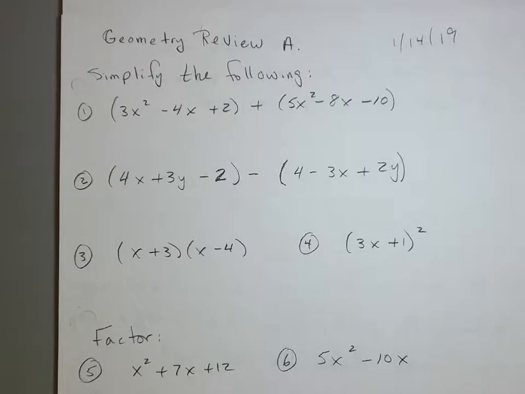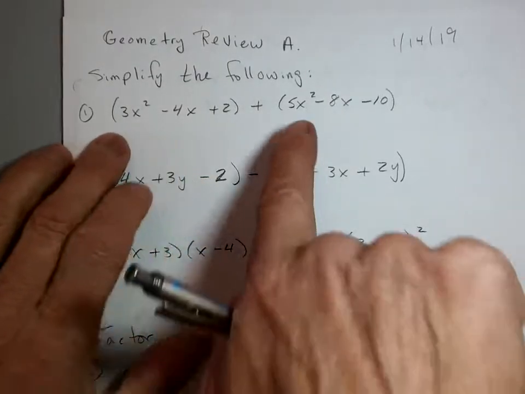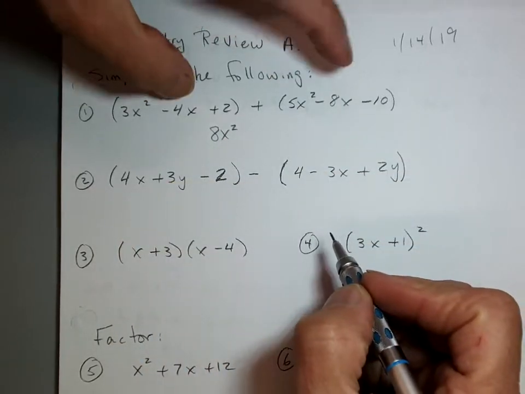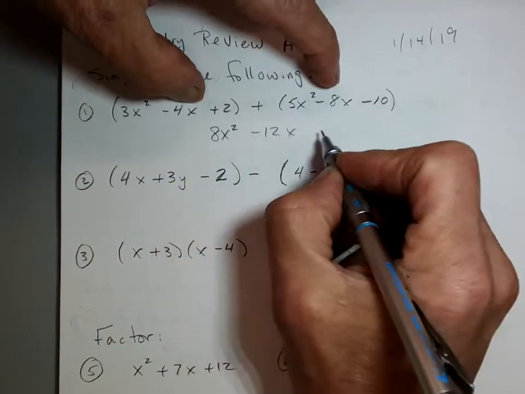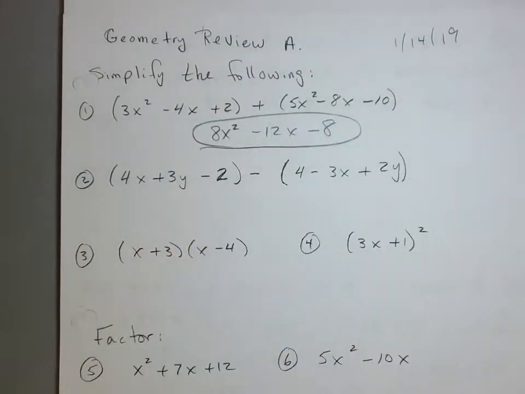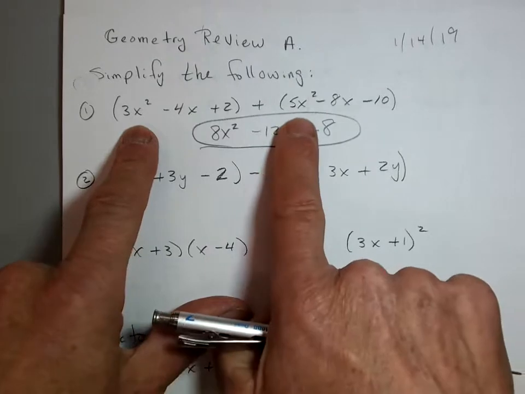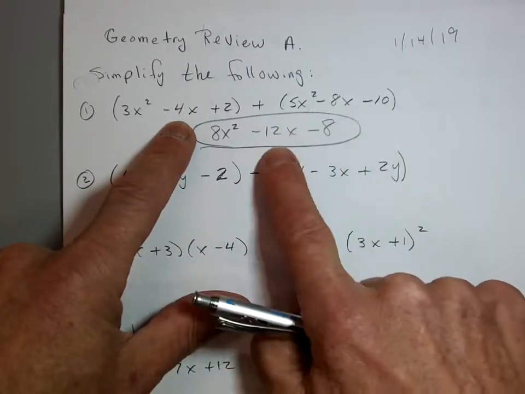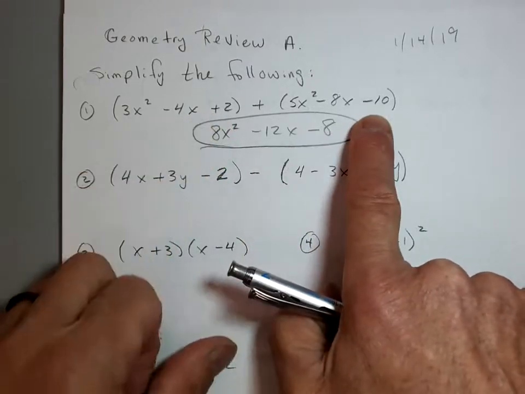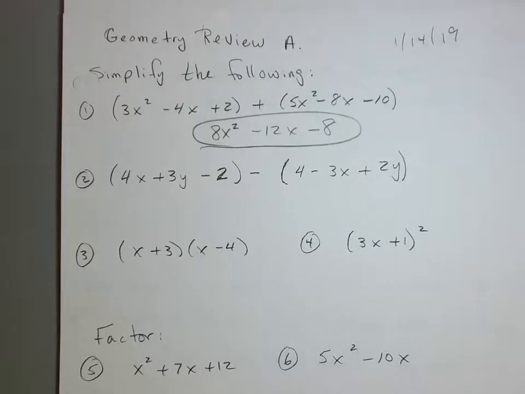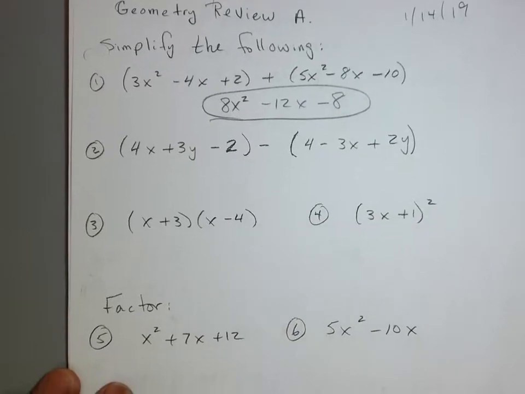Okay, Lana, you ready? Number 1: 8x squared minus 12x minus 8. Done. Just add the terms that are like: 3x squared plus 5x squared is 8x squared, minus 4x minus 8x is negative 12x, positive 2 negative 10 is negative 8. We're just combining like terms. Thumbs up? Okay, number 2.